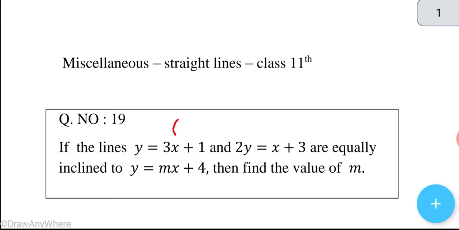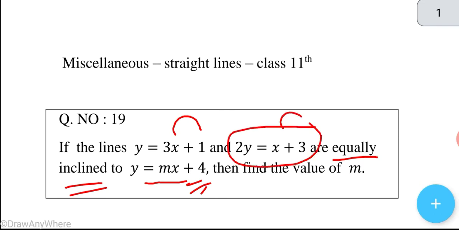the angle between the lines y equal to 3x plus 1 and y equal to mx plus 4 will be equal to the angle between the line 2y equal to x plus 3 and y equal to mx plus 4. Okay, equally inclined. So the angle between the lines y equal to 3x plus 1 and y equal to mx plus 4 and the angle between the lines 2y equal to x plus 3 and y equal to mx plus 4 are equal.